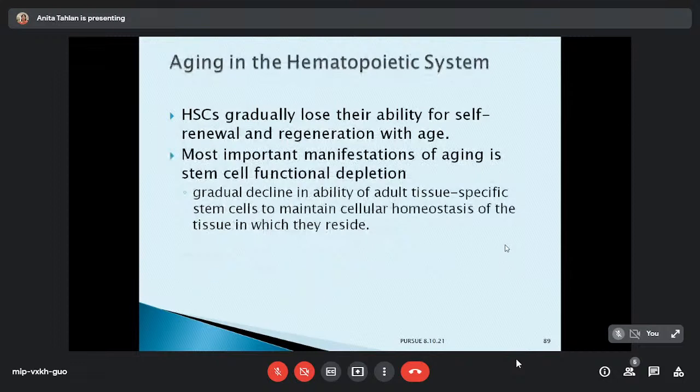What about aging? Our hematopoietic cells have divided n number of times and have kept us going for a long time. But slowly they tend to lose their ability for self-renewal and regeneration with age. One of the most important manifestations of aging is the depletion of stem cell function, which gradually declines, the inability of the adult tissue-specific stem cells to maintain cellular homeostasis of the tissues in which they reside.